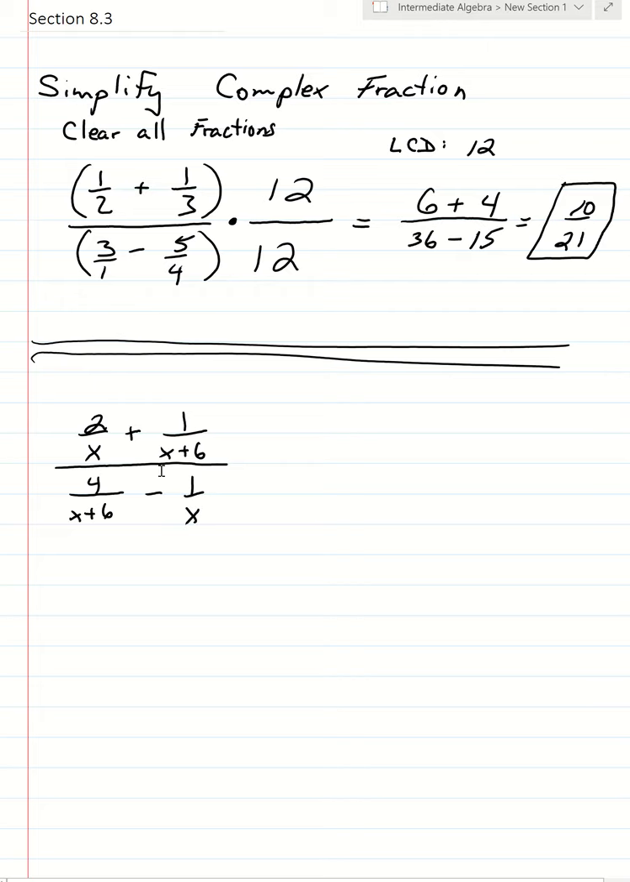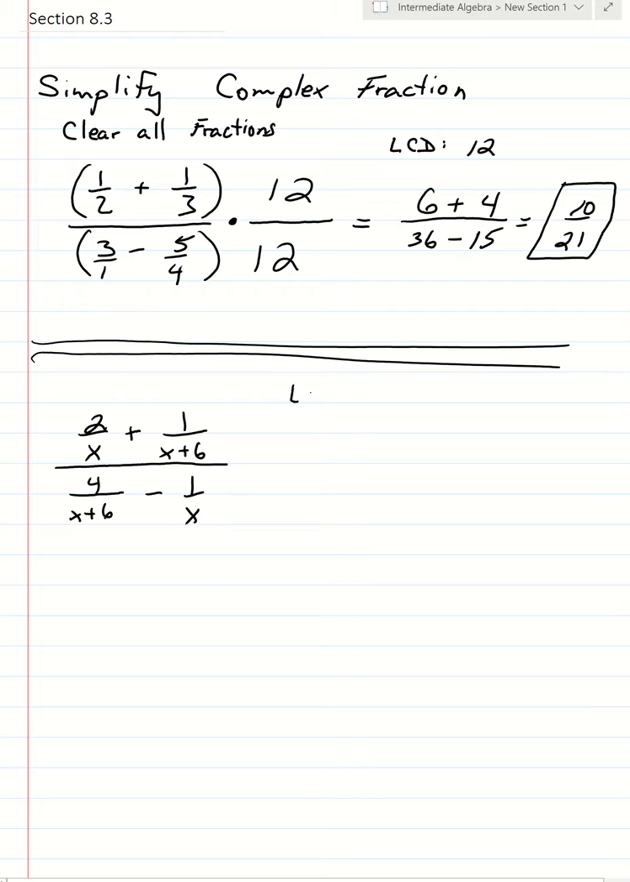Here we have, now don't be intimidated by this, an algebraic complex fraction. Let's take a look at the denominators. I have a denominator of x. I have the denominator x plus 6. I have the denominator x plus 6, and I have another denominator of x. Now recall what I had said the other day.